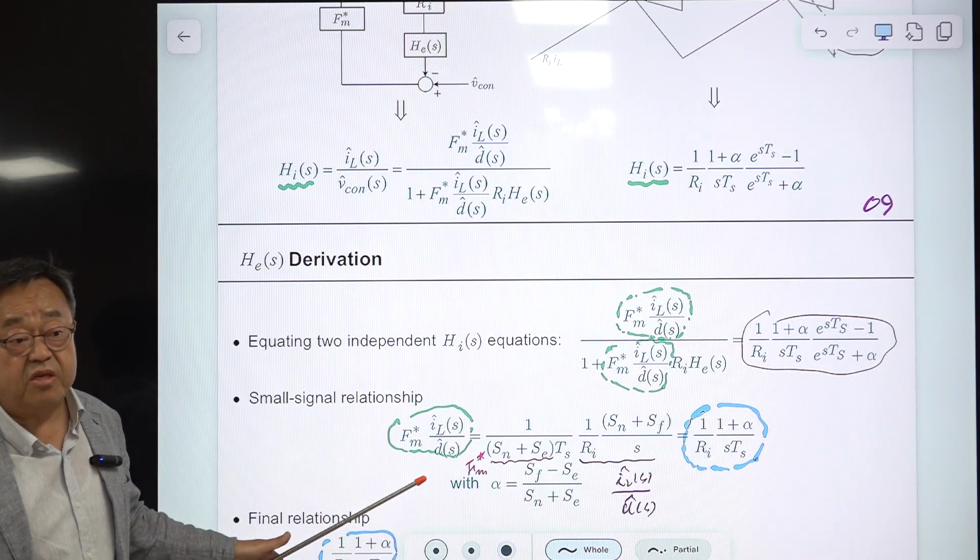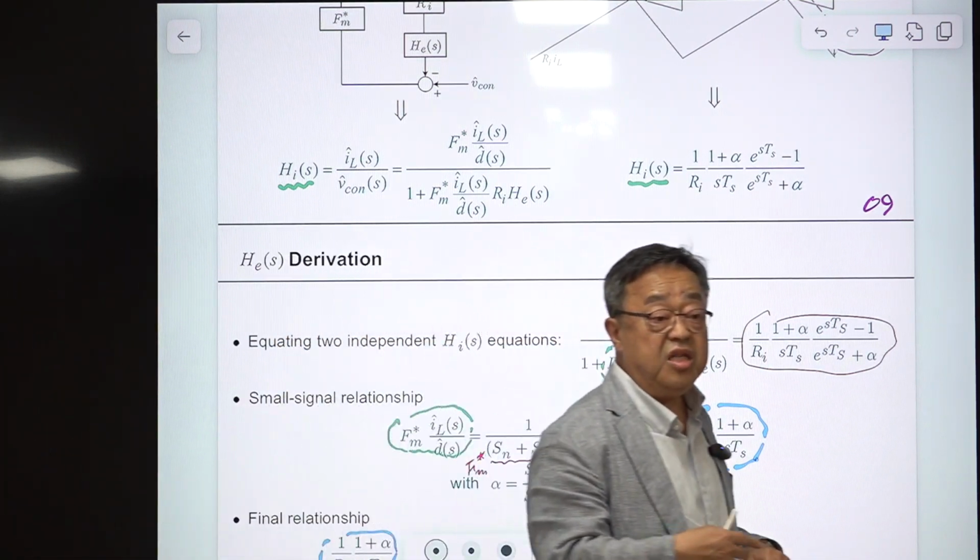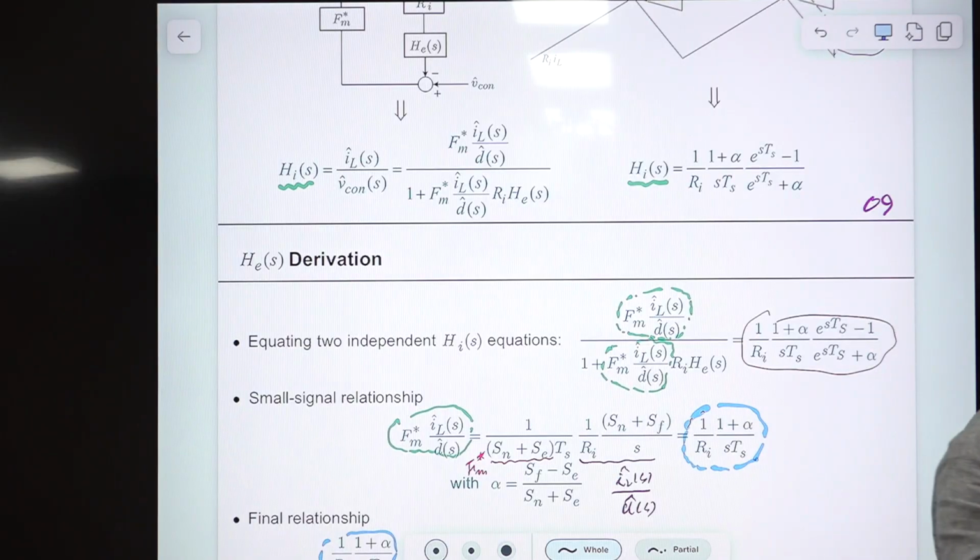So the punchline here is combining the existing S domain model with the S domain representation of the sampling effect, which is derived from the sampled data analysis technique. Okay, that is the essence of Ridley's contribution to this work. Okay, all right.